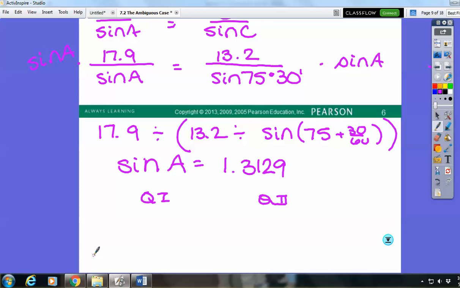Can sine equal 1.3? No, never. So we didn't memorize the rules. We didn't know from the original problem that it wasn't going to work, but I got something that I could not solve, so I know right now there's no solution. There is not a triangle that meets these conditions.